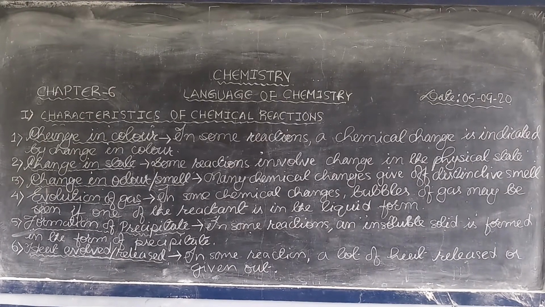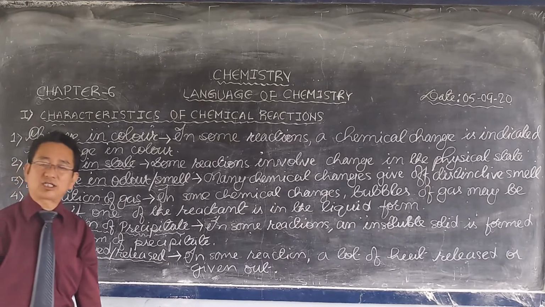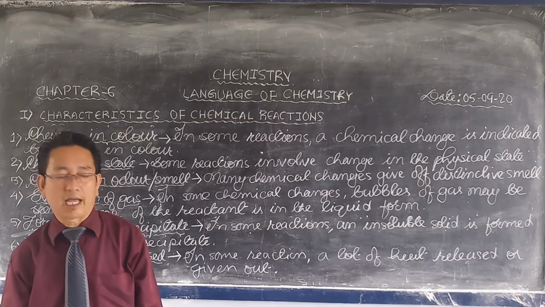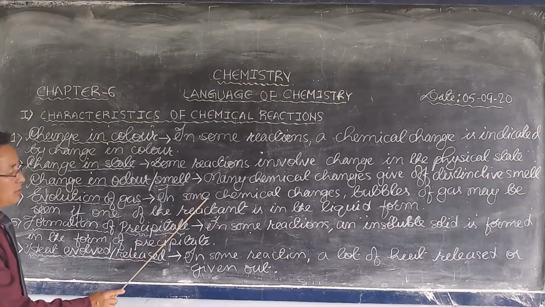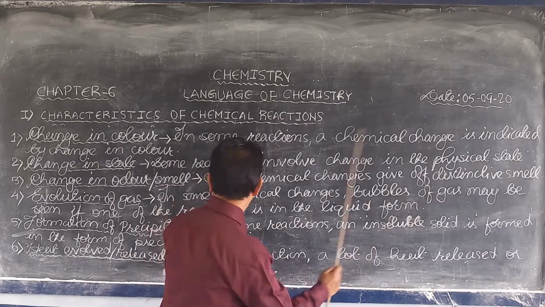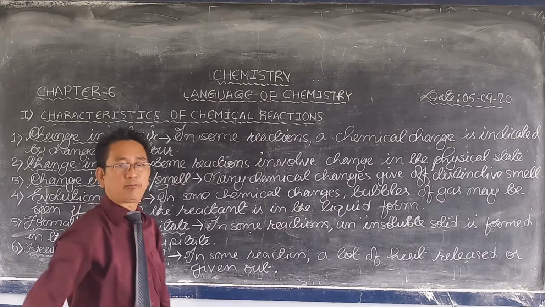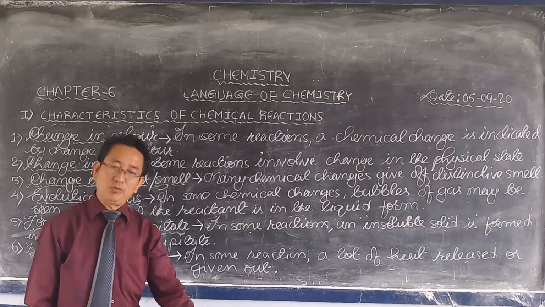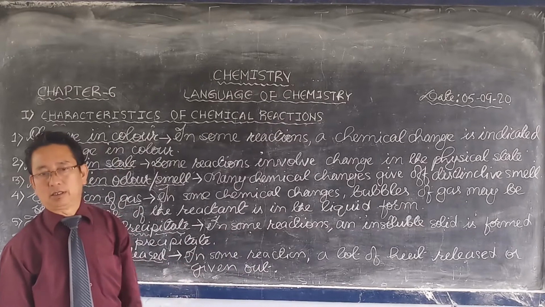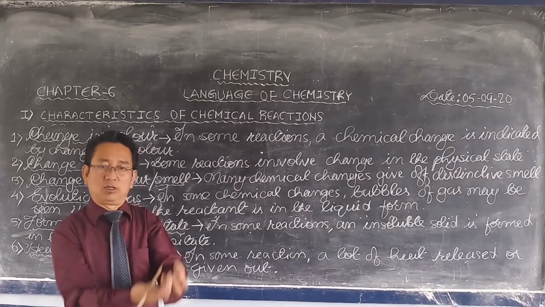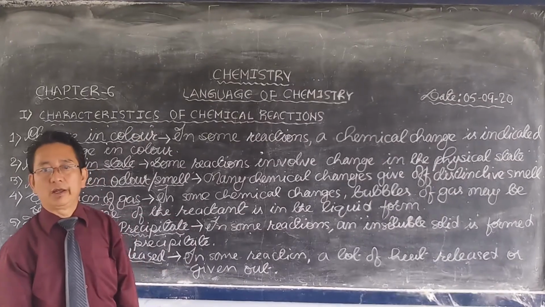Now next here, emission of gas. In some chemical reactions, a chemical change is indicated by the emission of gas. As you can see here, in some chemical changes, bubbles of gas may be seen if one of the reactants is in liquid form. For example, when you add an acid to water, you can see the bubbles. This is gas which is released and rises to the surface of the water.